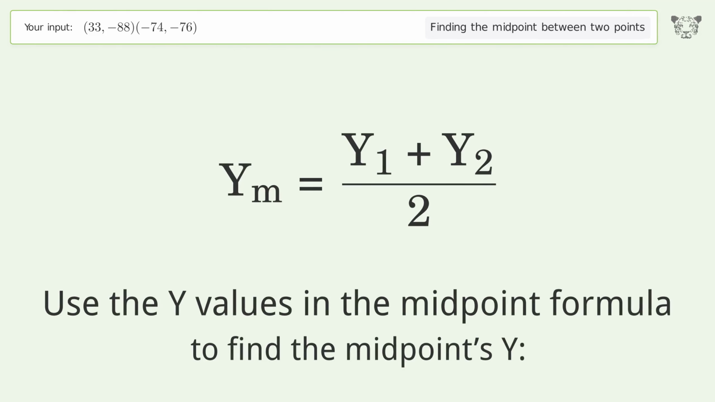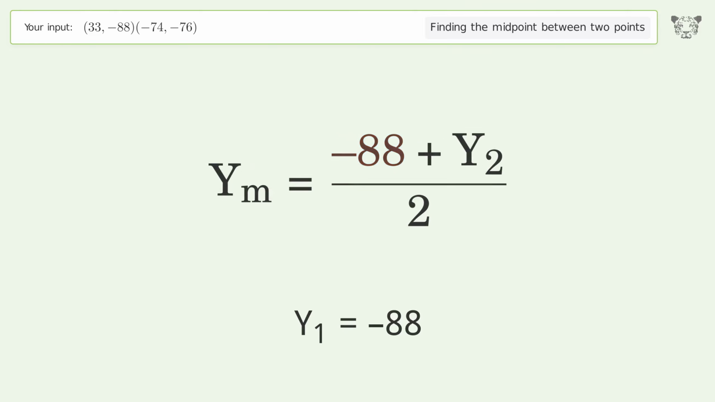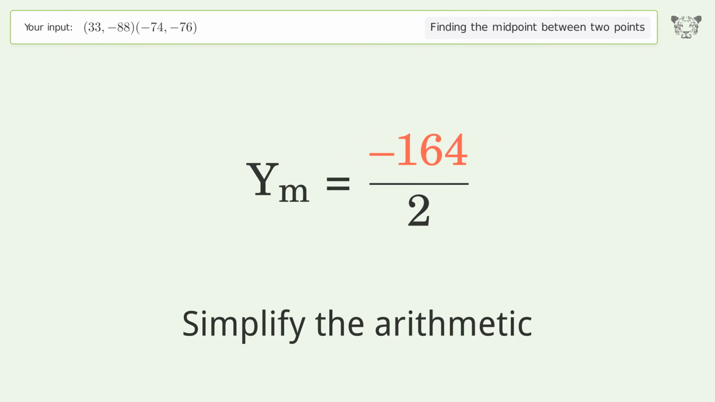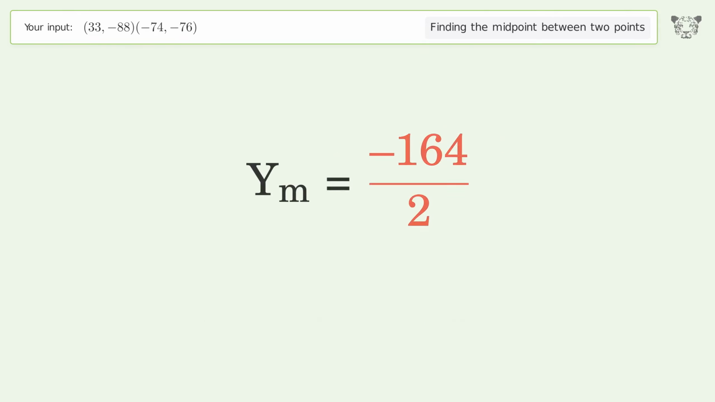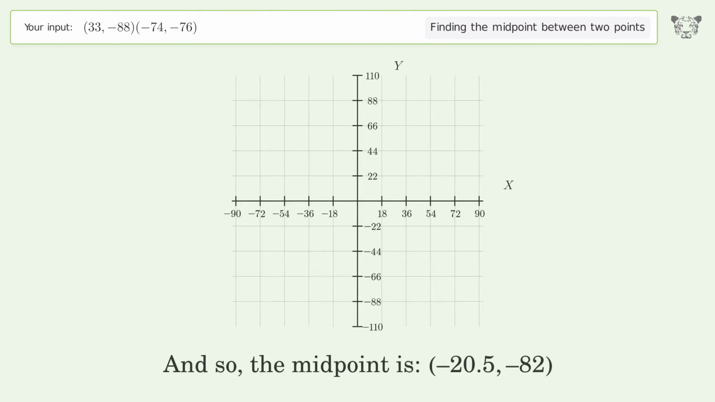Use the y values in the midpoint formula to find the midpoints y. y1 equals negative 88. y2 equals negative 76. Simplify the arithmetic. And so, the midpoint is negative 20.5, negative 82.